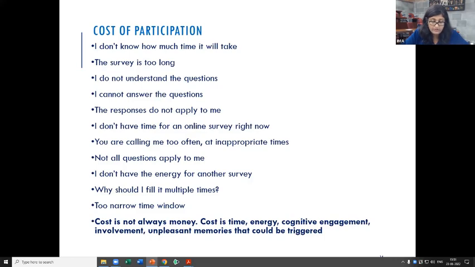And why should I fill it out multiple times? You've only given me 5 days to reply. That's not enough. So, too narrow a window. The cost is not always money. It's time, energy, cognitive engagement, involvement, even unpleasant memories that could be triggered. If you have a survey on bullying and the person is going back in their life and recalling certain instances when they were bullied, it triggers unpleasant memories. So that also is a cost.